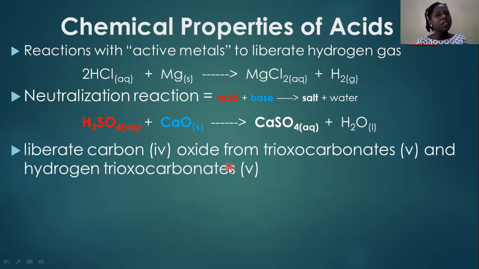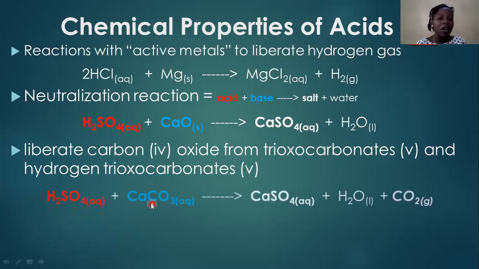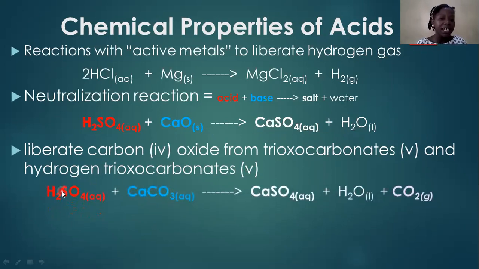Then another chemical property of acid is that they react with trioxocarbonate 5 and hydrogen trioxocarbonate 5 to give off carbon 4 oxide. Now let's look at an example. This is a trioxocarbonate 5 reacting with an acid to give you salt, water, and give off carbon 4 oxide. Now when we say the word give off or liberate, it means it goes into air because they are gases. So it will give off CO2, which is carbon 4 oxide.